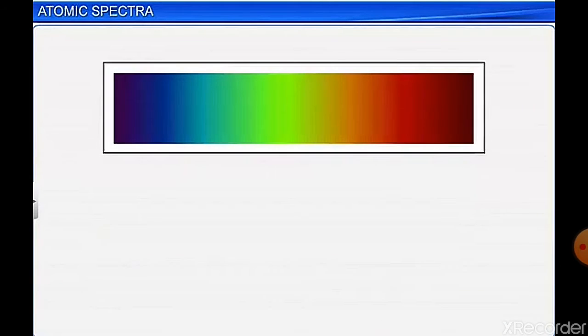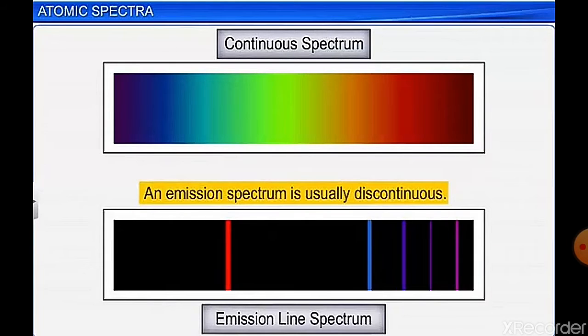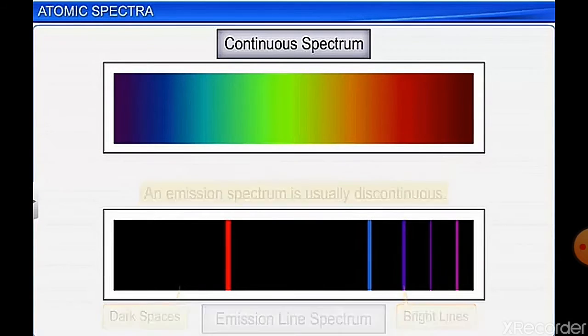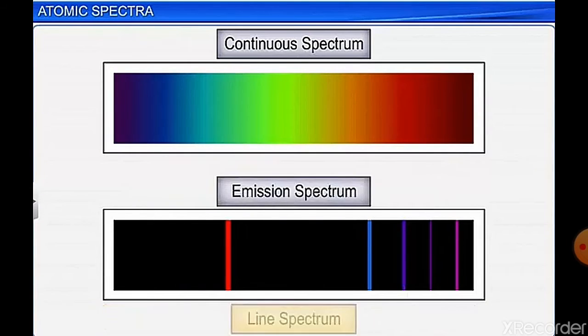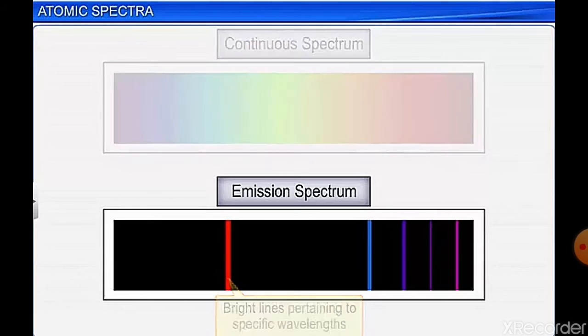So it emitted 3 lights of 3 different colors. Continuous spectra had all colors, but the emission spectrum is fully discontinuous and has lines and dark spaces in between them. It is called the emission spectrum or line spectrum, in which the background is dark and bright lines pertain to specific wavelengths. That is, each atom will emit particular light of fixed frequency or wavelength, and that will have a particular color.